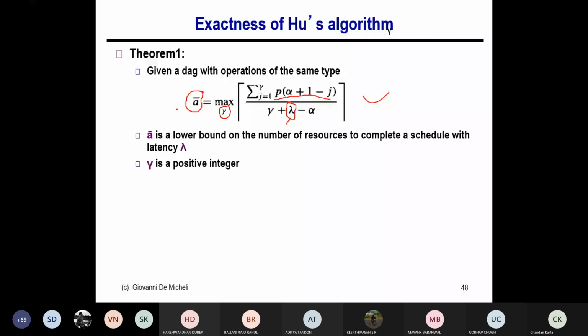You know that the operation with the highest p4. So for this example, p4 is the highest value.